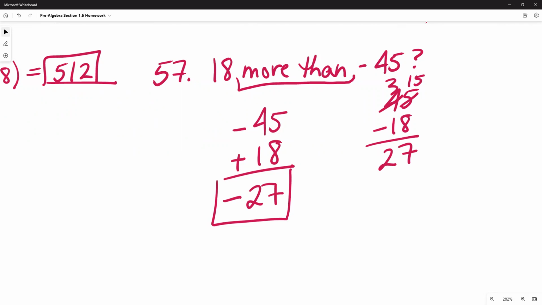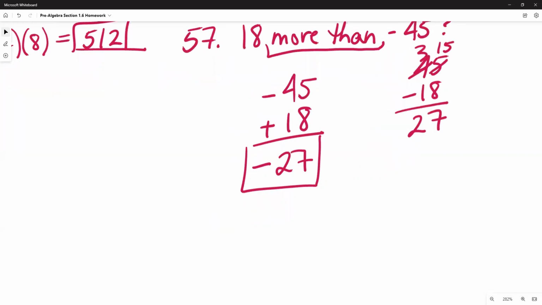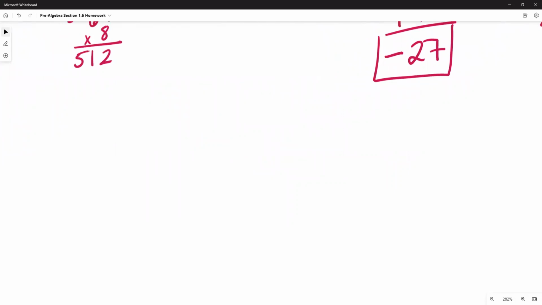The more than is okay when you have more than because you're adding. It's when you have less than that it gets really tricky, because less than means subtraction, and you've got to have them in the right order. You've got to have the right number for the minuend and the right number for the subtrahend. All right, Zachary, 59.